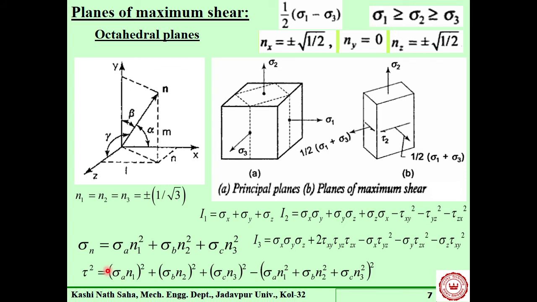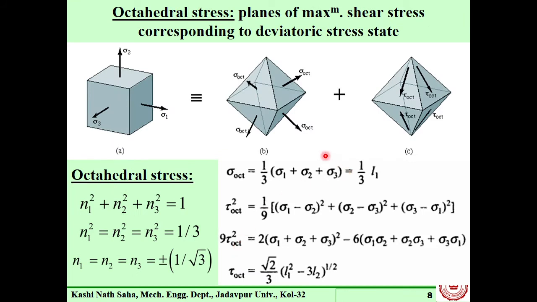Okay. So in sigma n, this is 1 by root 3, 1 by root 3, 1 by root 3. This is 1/3 of this thing, right? What does it mean? So this is 1/3 of sigma 1 plus sigma 2 plus sigma 3, and this is the first invariant, 1/3 I1. Okay.